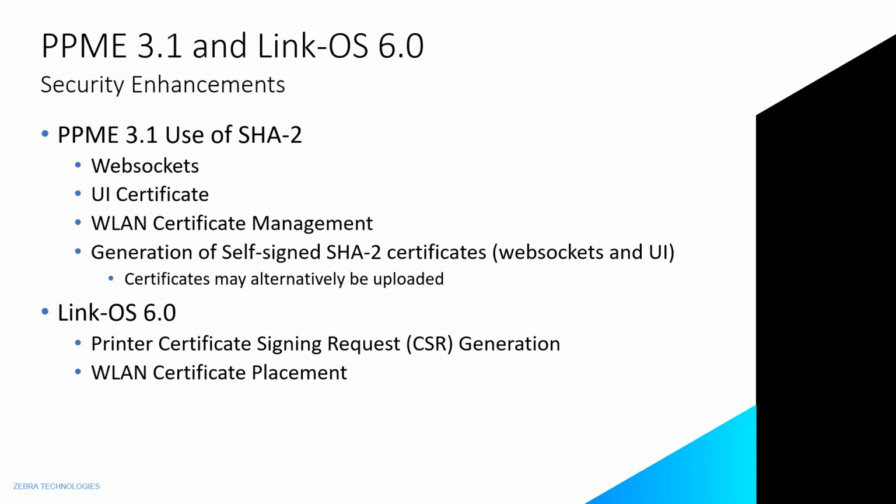As far as the LinkOS 6.0 updates, there are some features that enabled us to do some things, especially with the wireless certificate management, which is now the ability for the printer to generate a certificate signing request. And this is important, and I will tell you why in a little bit. The thing that goes right along with that is the ability to place the printer's wireless certificate directly on the printer. So both of these features together on the firmware allow PPME to take a bigger role in managing the certs on the printers.